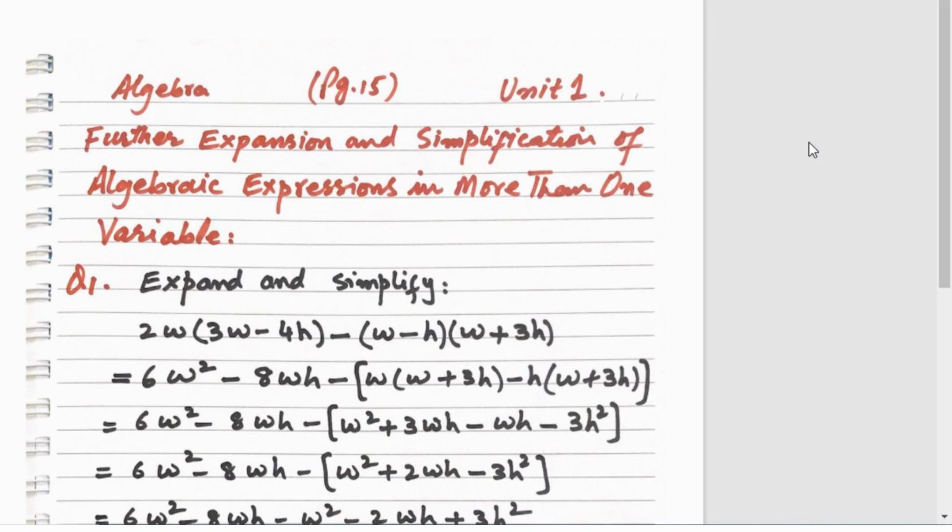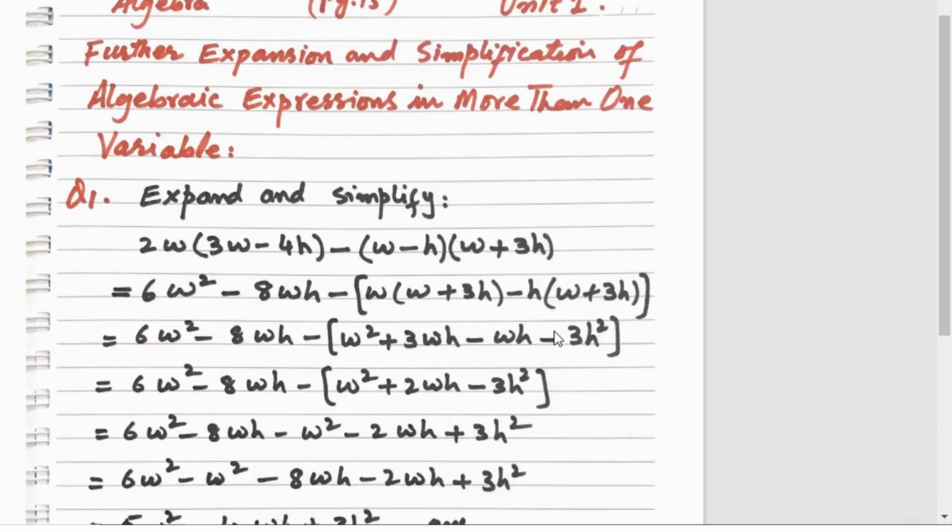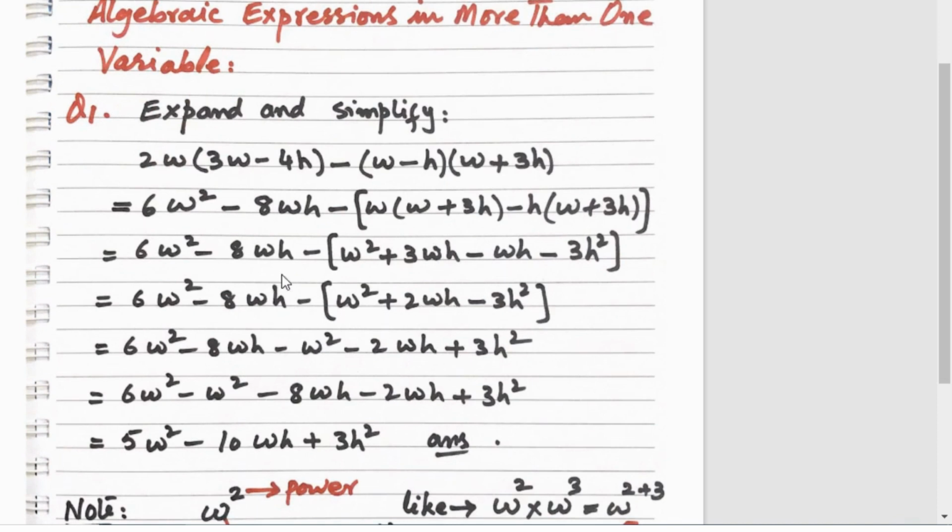Further expansion and simplification of algebraic expressions in more than one variable. Now the question is: expand and simplify. The expression is in front of you. Again, we will expand first in the first step because it says expand. It is obvious from the brackets that we need to expand the whole expression first. Then we will do the simplification.